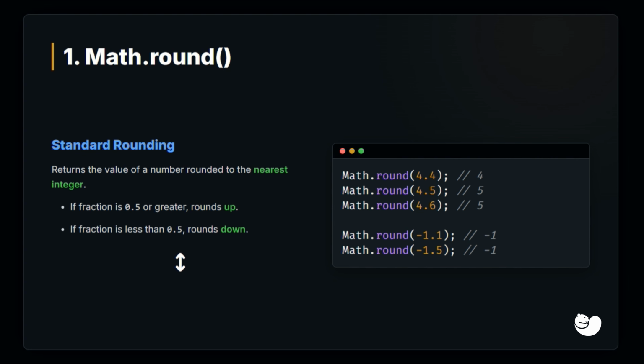This symmetry is intuitive for positive numbers, but you must be careful with negative values, where up technically means closer to 0 in magnitude. For instance, negative 1.5 rounds to negative 1, while negative 1.6 would round to negative 2. This method is your go-to for general-purpose rounding when you need to smooth out rough data, display cleaner prices, or simplify statistics for a user interface, ensuring the value remains as close to the original truth as possible.